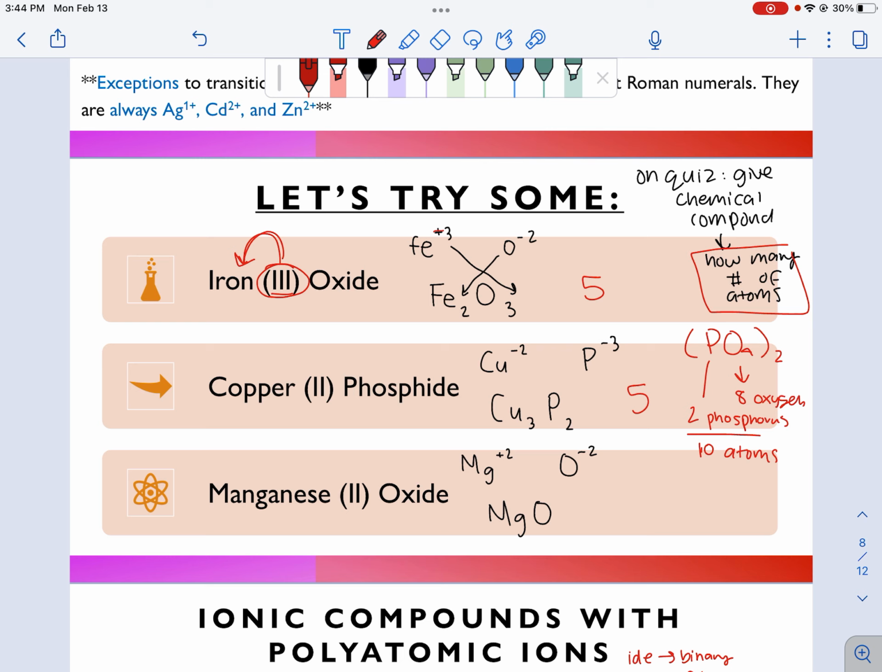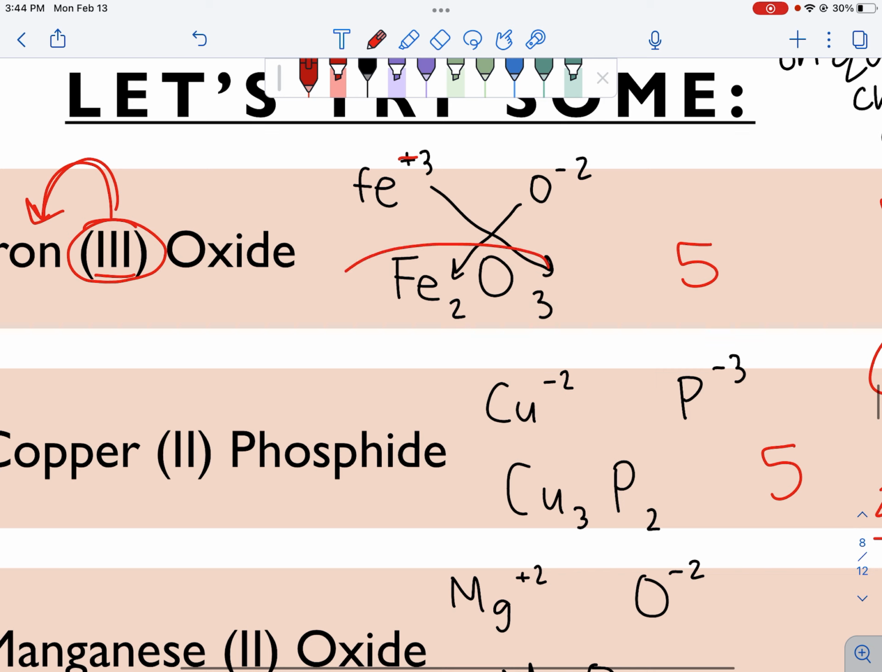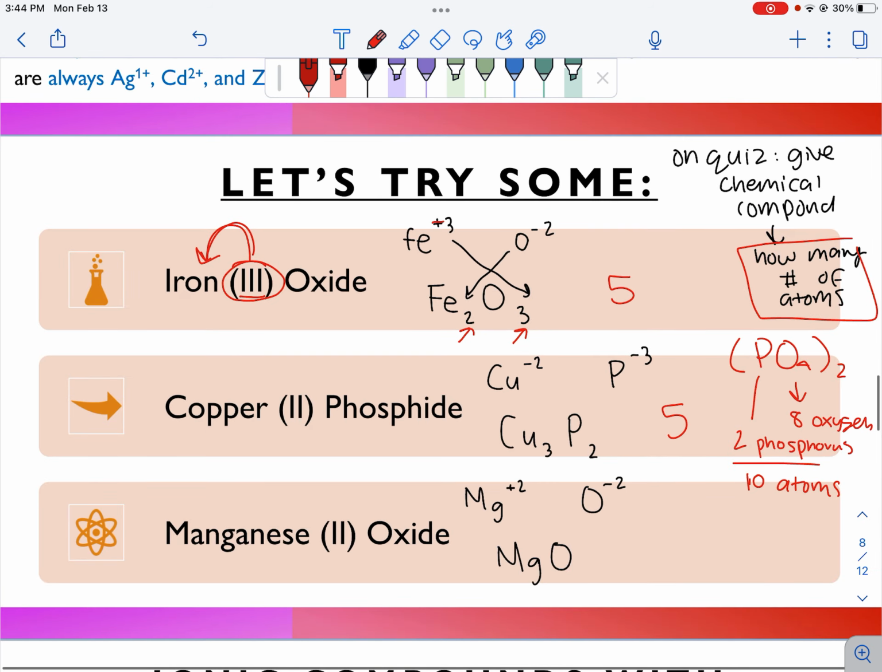Another thing on the quiz, she's going to give us the chemical compound, and she's going to ask how many atoms there are, okay? In this, we can tell there's 5, because there's 2 here and 3 here, and that's how we get 5.